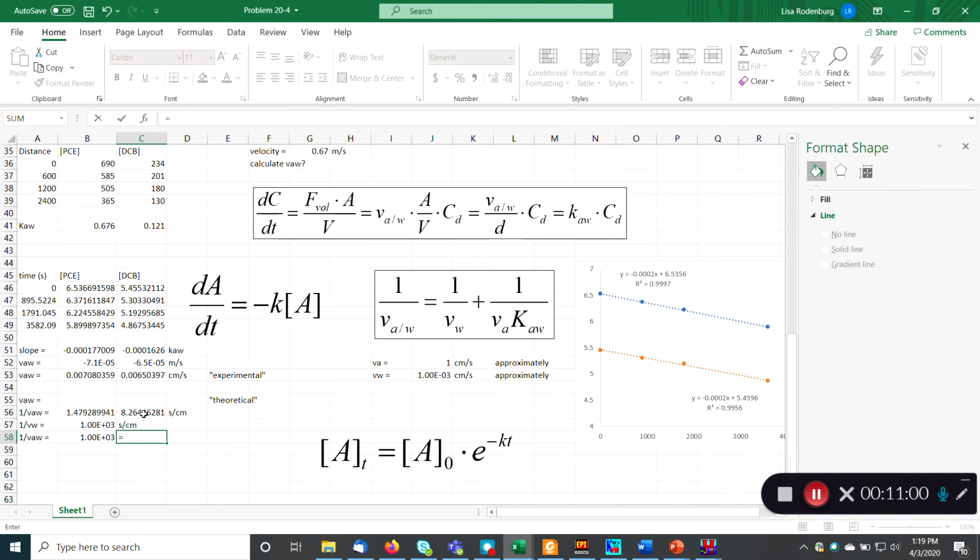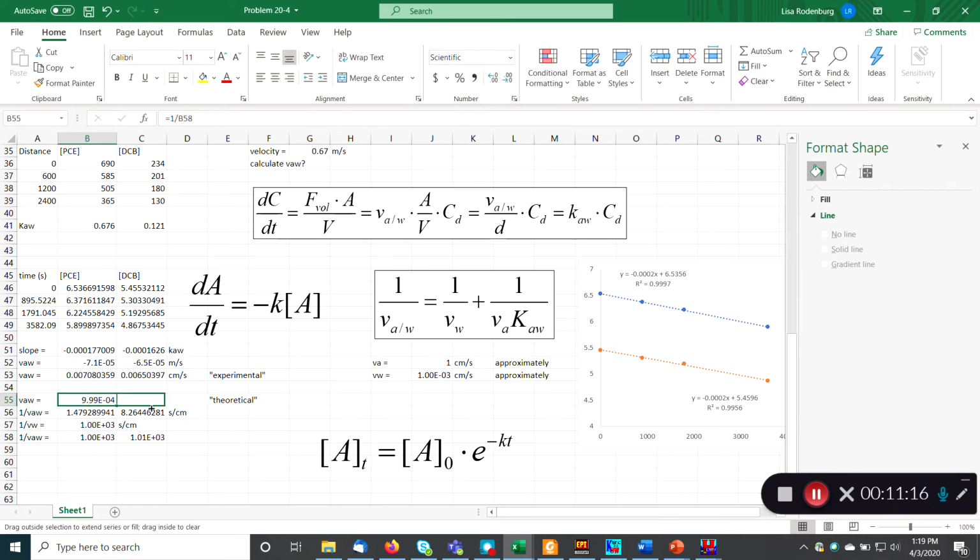Something similar going on here. That plus that. So they're very, very close. This is just 1.01 versus 1.00. So VAW is 1 over this, in centimeters per second. And then, instead of scientific, let's give that regular number notation so we can compare it.